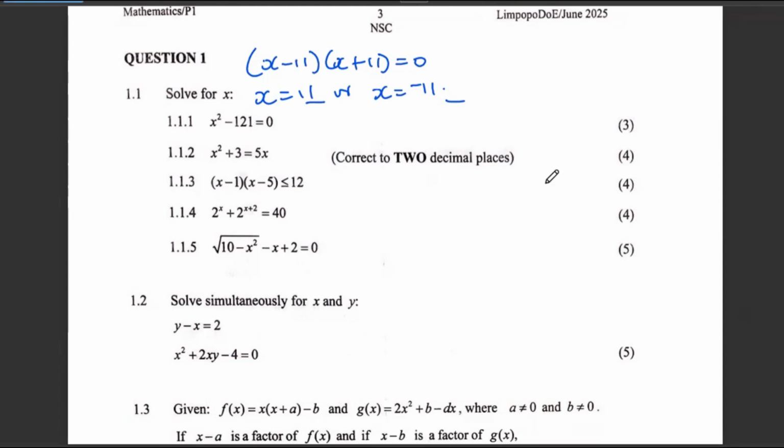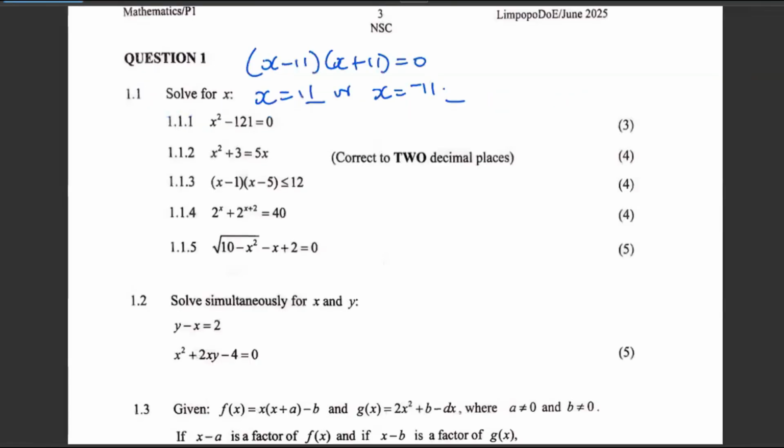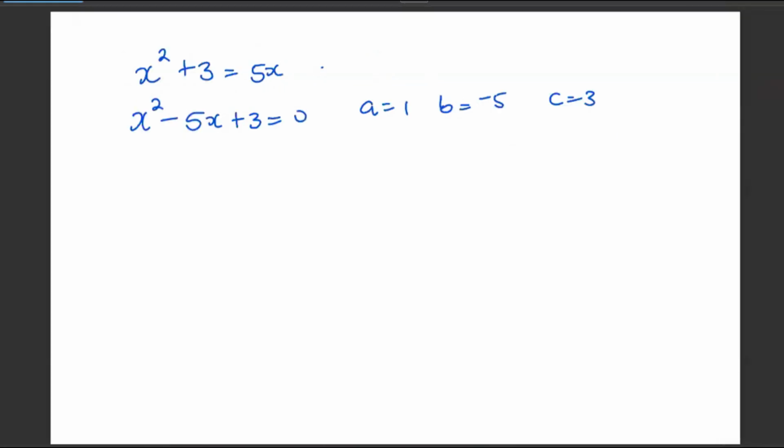And then 1.1.2, x squared plus 3 is equal to 5x, to 2 decimal places. First things first, we need to create a standard equation. That's going to be x squared minus 5x plus 3 equals 0. From this, we know that a is 1, b is negative 5, and c is 3. Whenever they ask us to give the answer to 2 decimal places, our minds should run towards the quadratic formula.